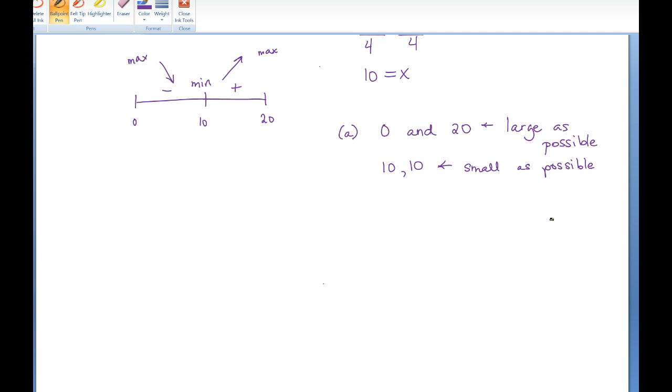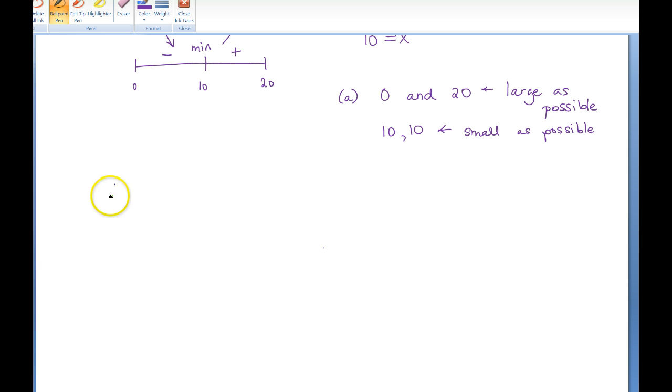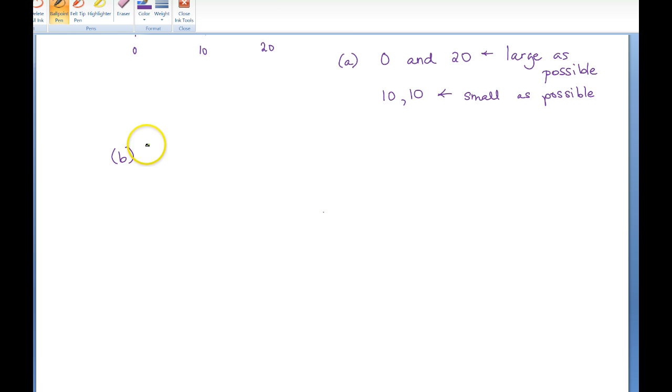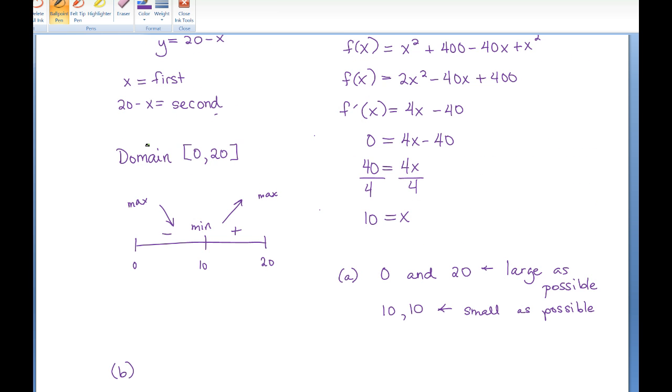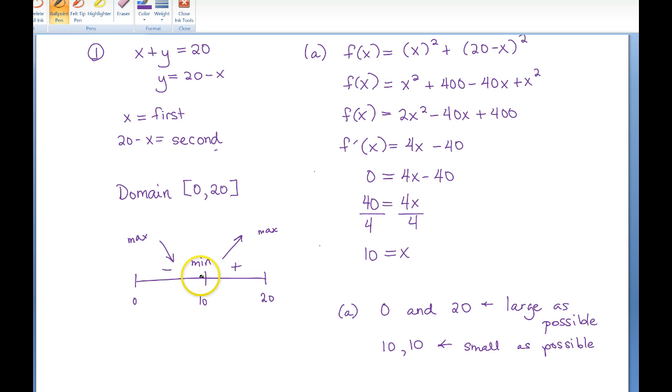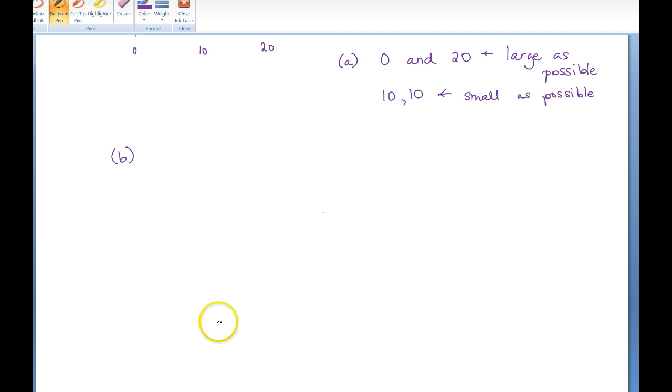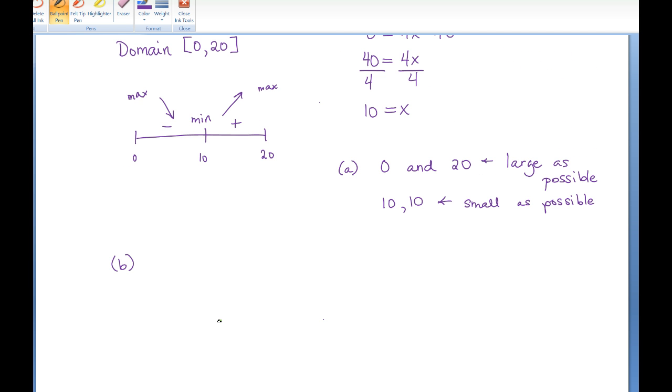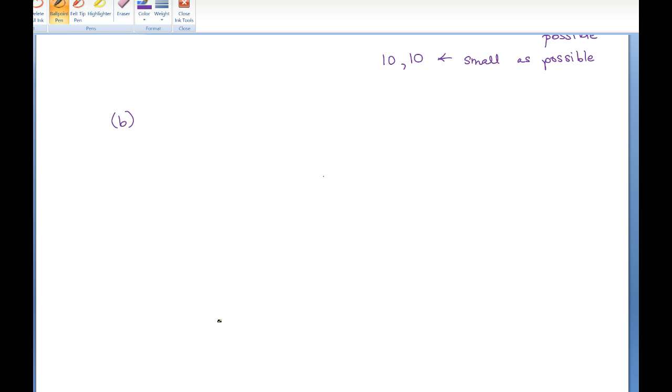Okay. Now for part B, it says one number plus the square root of the other is as large as possible and then as small as possible. So we still have all of the same information from number 1. So we're going to be able to use all of the information, like 20 minus x is the second number, domain is still 0 to 20. We just are probably going to get a different critical number. So one number, so it's going to be f of x. So we have one number plus the square root of the other.